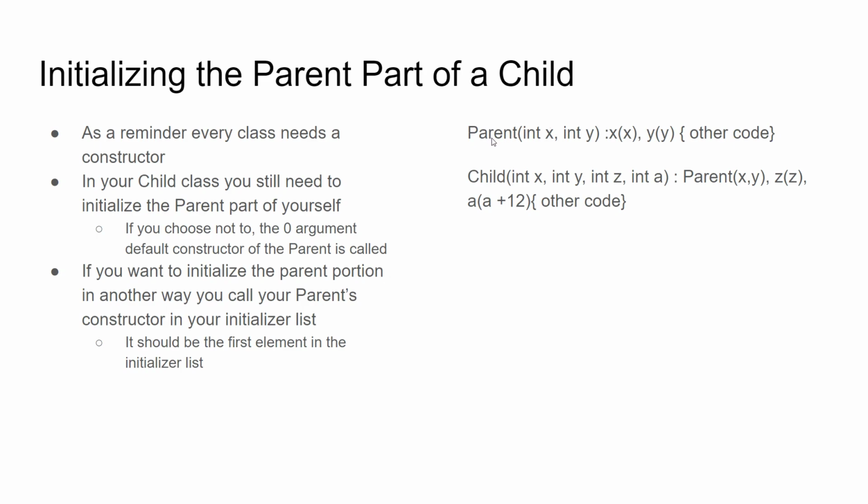So if over here I had parent that took an x and a y and then initialized those member variables, and then did something else. Over here in the child part, notice he also gets an x, a y, a z, and an a. So I call my parent with x and y to go initialize those portions of myself by using this constructor, and then I set my z to z and my a to be a plus 12 for whatever reason. Then I go run whatever additional code that I need to have happen.